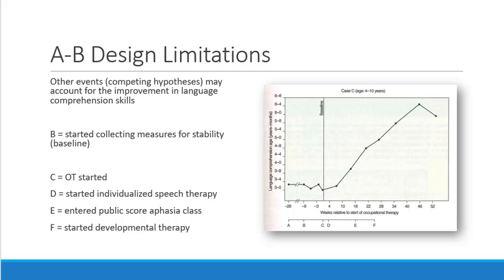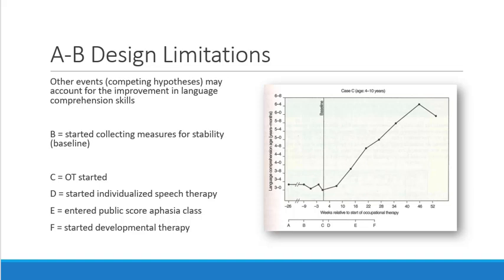Now, there can be design limitations to an A-B. Other events, competing hypotheses, may account for the improvement in that outcome. So in this particular case, there could be other things that accounted for the improvement in the language comprehension skills. For example, in this particular example, there was individualized speech therapy that started at point D, and there was developmental therapy that was started at point F. So we're observing changes, but we may not be able to attribute all of them to the occupational therapy.